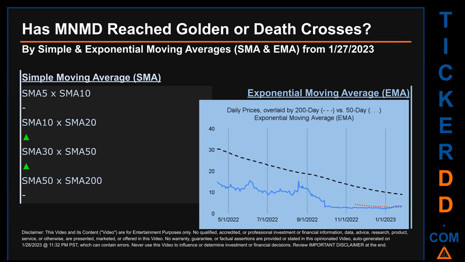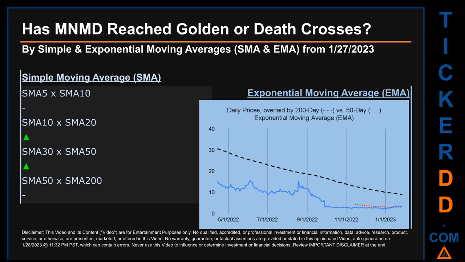Has MNMD price reached golden or death crosses? Golden cross and death cross are basic signals that compare average prices across two specified trade day ranges, a short-term versus a long-term range. For example, 5-day versus 10 trade days. Essentially, a golden cross is a bullish signal. It appears when a ticker's short-term moving average crosses above its long-term average. Vice versa, a death cross is a bearish signal when the short-term crosses below its long-term moving average.